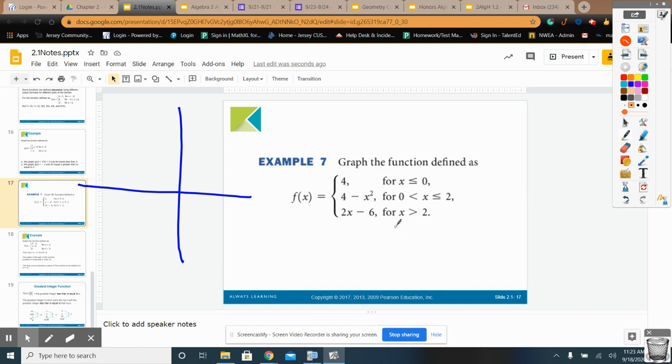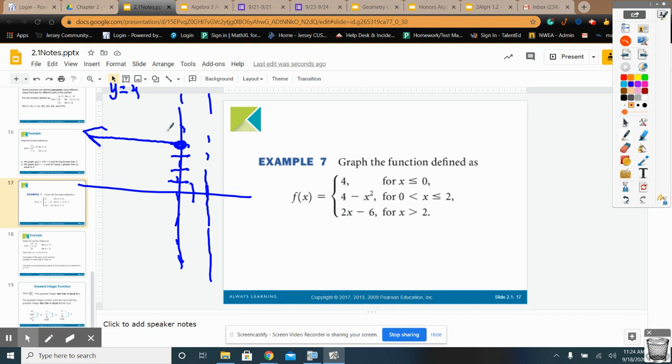But we're going to make the graphs with our t-table. So it's going to cut up at 0, and it's going to cut up again at 2, and then at the end. Okay, so in this region, I'm going to graph the y equals 4. That is very easy to graph. It's just a flat line. It can equal 0, so all of this will be my first line.